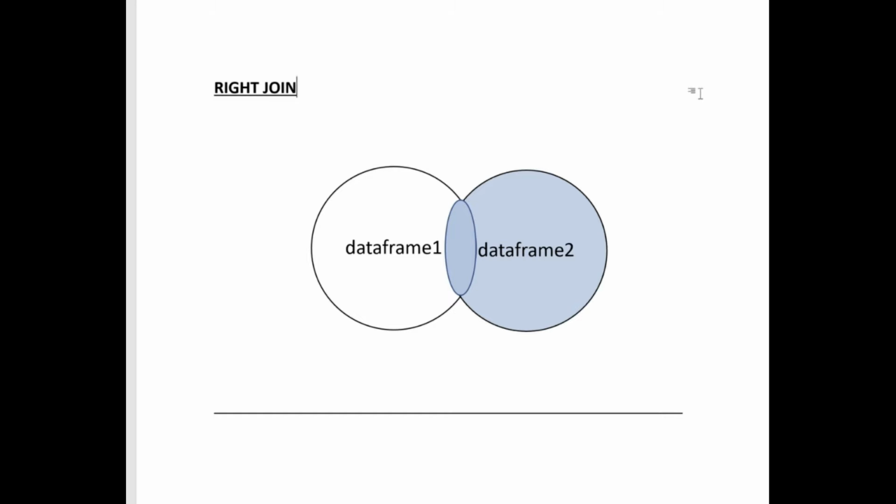So in the right join, we have all the data rows from data frame 2, including the intersecting rows. Usually the number of rows in the resultant data frame is the number of rows we have in the right table.